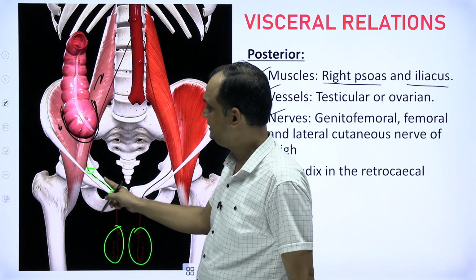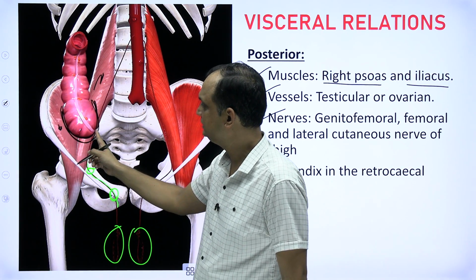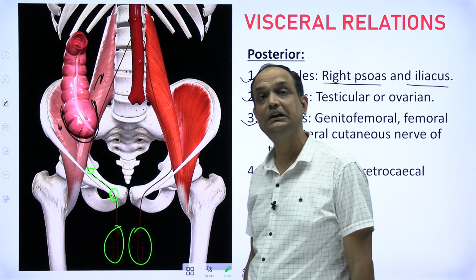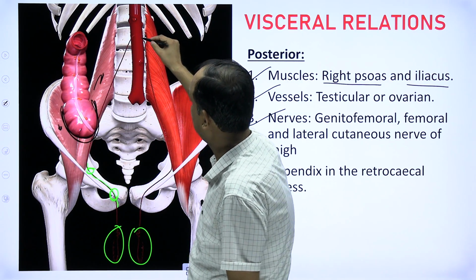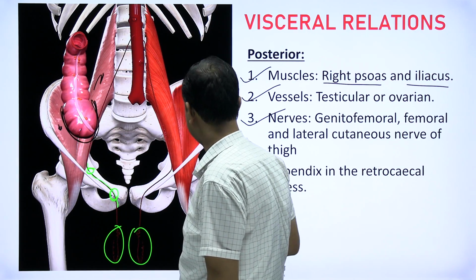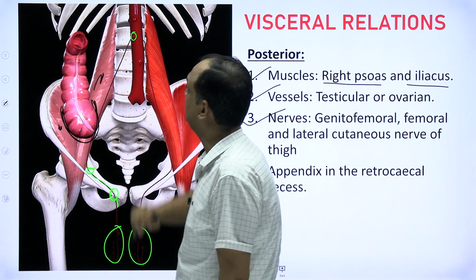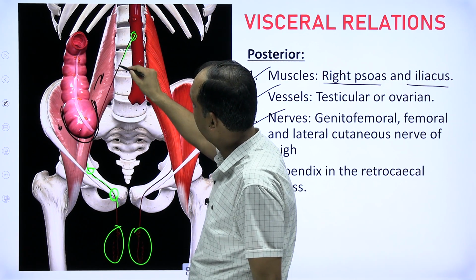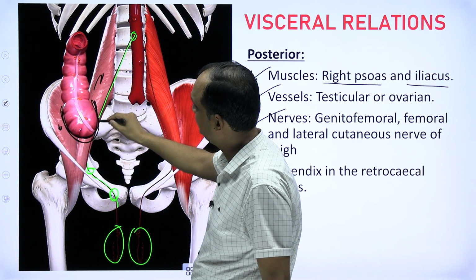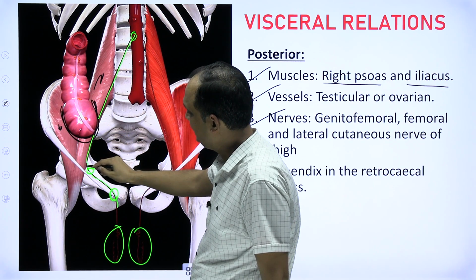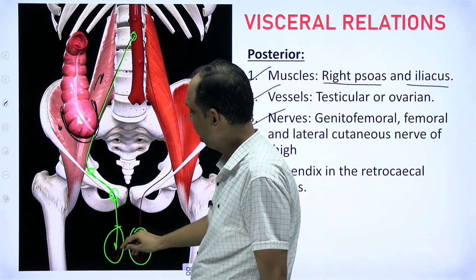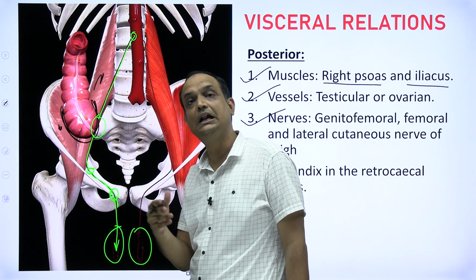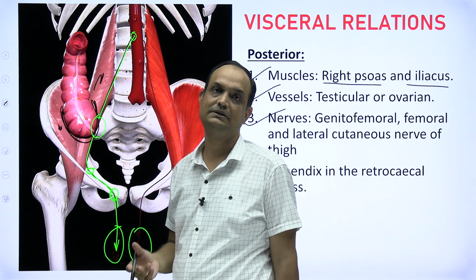Now, you can see that it is running on the posterior side of the cecum, on the anterior surface of the iliacus muscle, and it is a branch of your abdominal aorta. So, this artery is coming from the abdominal aorta, running on the anterior surface of the psoas, and then coming into the testis. So, in this portion, it is in the posterior relation of your cecum.